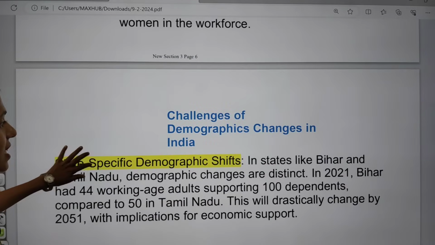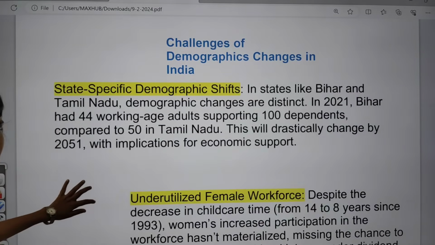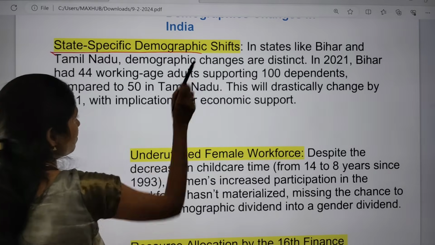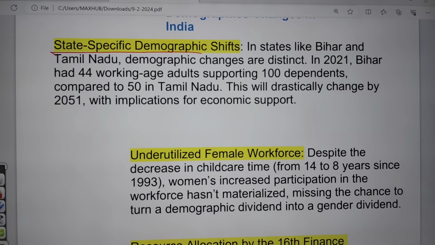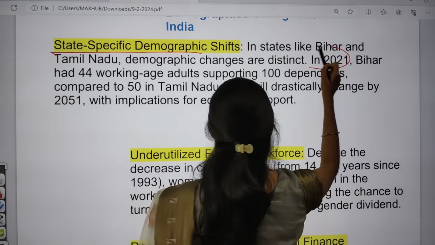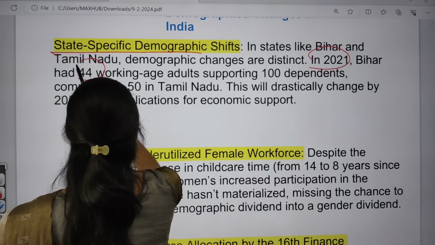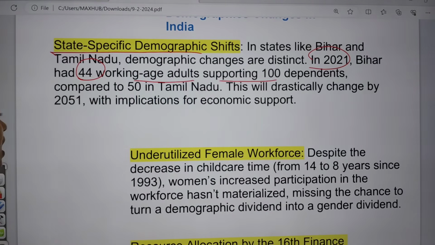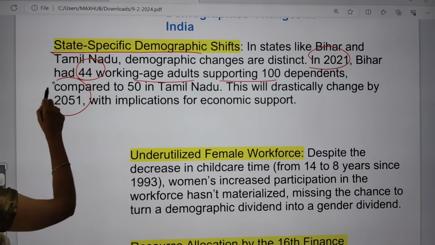And what are the challenges that we have in the demographic changes in India? The first one is state-specific demographic shifts. For example, in states like Bihar and Tamil Nadu, the demographic changes are very distinct. Compared with 2021, when Bihar had 44 working age adults supporting 100 dependents and Tamil Nadu had 50, you can see how drastic the change will be in 2051.